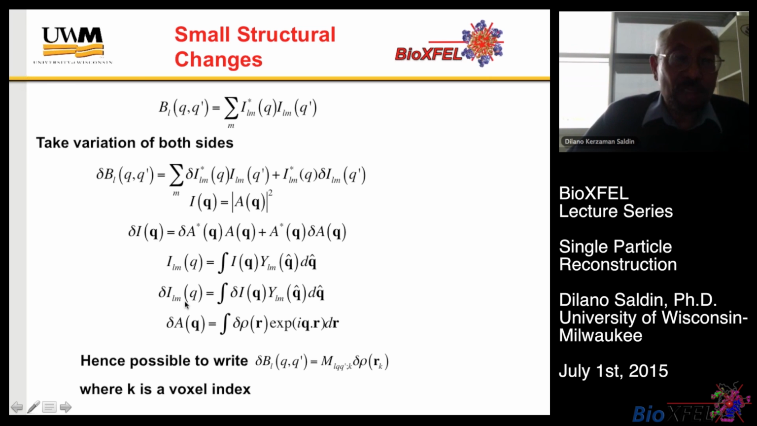And what one does is one takes the ILMs and the delta ILMs, substituting into here, and because this quantity depends on the delta A quantity, which is related to the change in the electron density of the particle, one can directly relate the change in the B quantities to the change in the electron density of the particle. So this might possibly provide a method of performing time-resolved structural experiments on uncrystallized molecules in solution.